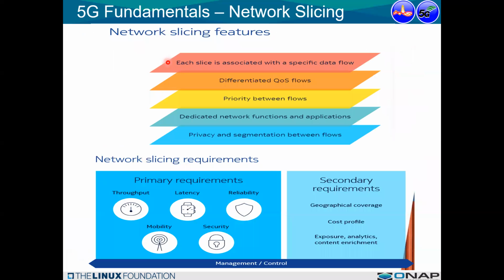So some key ideas: each slice is differentiated and associated with specific data flows, with differentiated quality of service and priority between flows, dedicated network functions, and privacy and segmentation between flows. Some of the slicing requirements are adjustments where you can tweak throughput, latency, reliability, mobility, and security. Ultimately, this results in tailored geographical coverage, cost profiles, and exposure analytics and content enrichment.